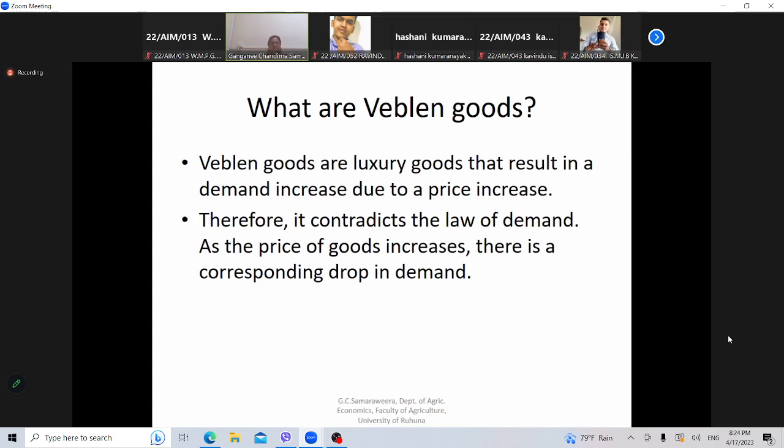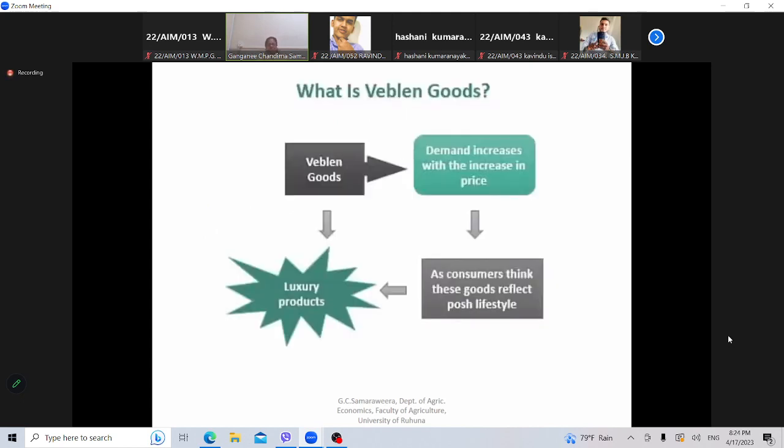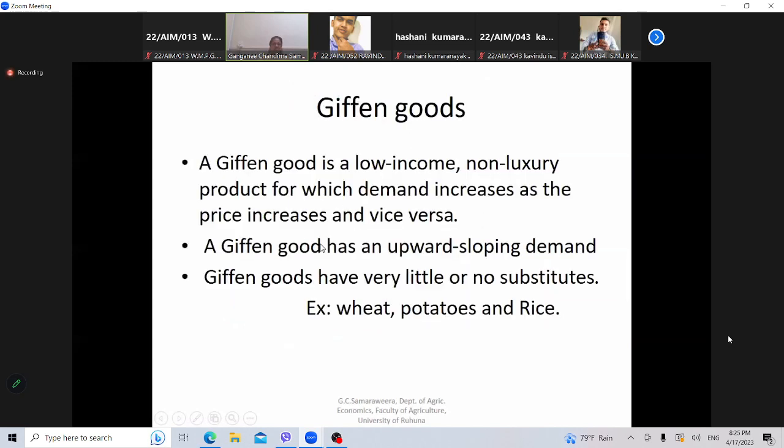Okay. So the Veblen effect is very clear with this diagram. Veblen goods demand increases with an increase in price, as consumers think these goods reflect a posh lifestyle. Okay, say it in your own words. Basically luxurious products. That's why the Veblen effect occurs.